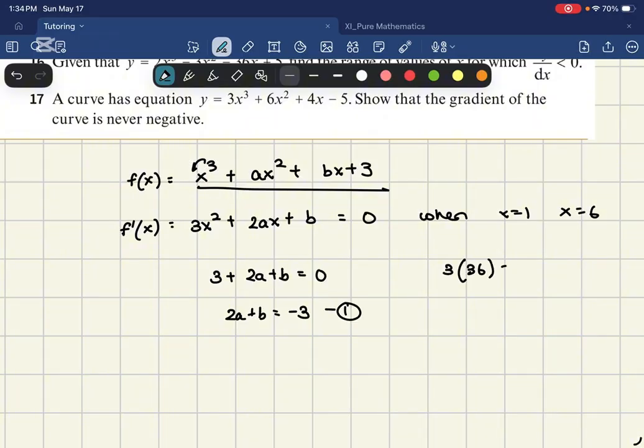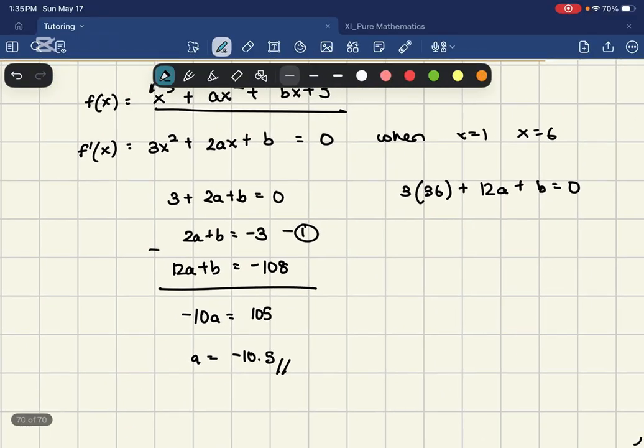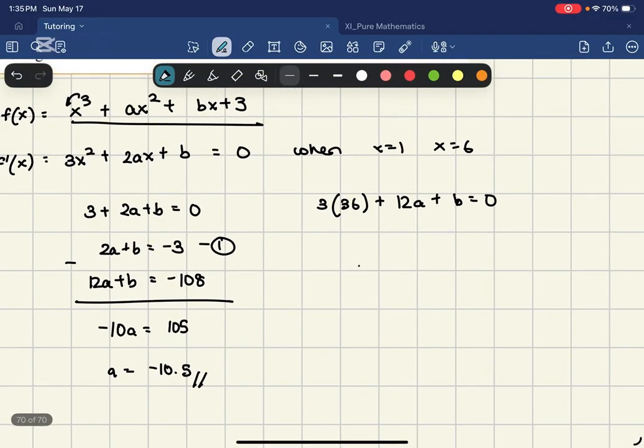You get 3 times 36 plus 12a plus b is equal to 0. So 12a plus b from this is going to be 3 times 36, which is minus 108 here, right? Now if I subtract these two equations, I get minus 10a is equal to 105, I think. So therefore, a is going to be minus 10.5, right? If I divide by negative 10 on both sides. And if I substitute a here, I get minus 11 plus b is equal to minus 3.